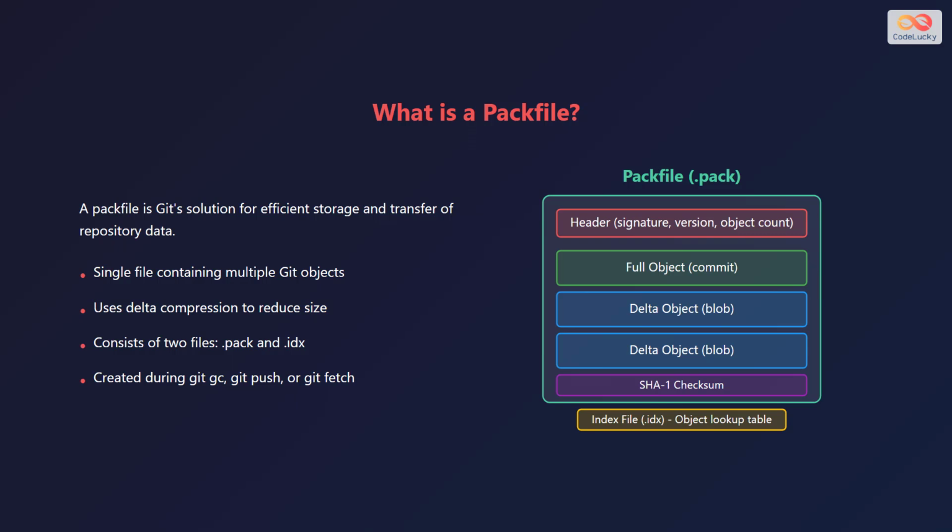A Packfile consists of 2 files, one with a .pack extension and another with a .idx extension. These files are typically created during operations like git gc, git push, or git fetch. The .pack file contains the actual compressed objects, while the .idx file serves as an index to help Git quickly locate objects within the pack file.